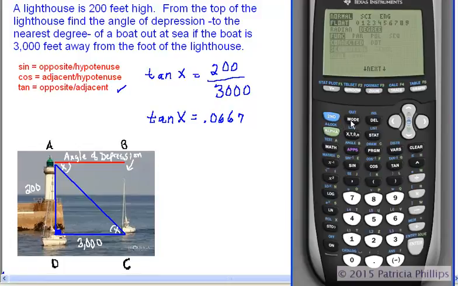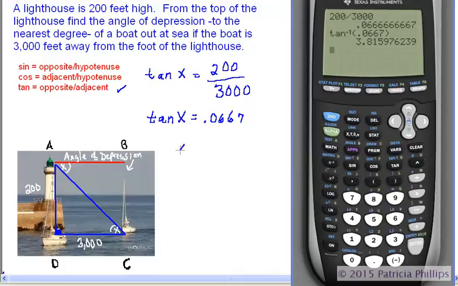I want you to click on mode first and make sure that you are in degree mode. If you're not, click down twice and over to the right once to hover over degree and press enter. Exit that menu by clicking second and quit, and now you are ready. Click second and tan, since we're finding the inverse. And then you're going to put 0.0667, close the parentheses and click enter. We have 3.81, which will be rounded off to 4. So basically, our unknown angle x equals 4.